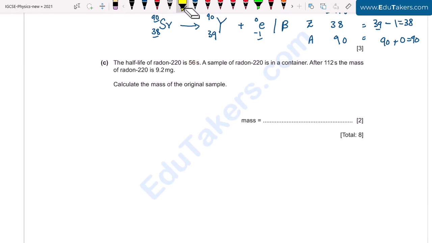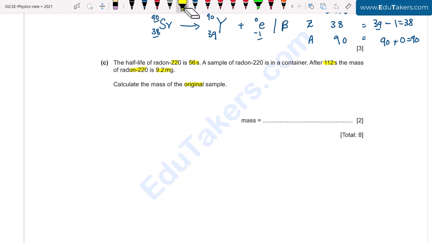Part C. The half-life of radon-220 is 56 seconds. A sample of radon-220 is in a container. After 112 seconds, the mass of radon-220 is 9.2 milligram. Calculate the mass of the original sample. Here we have to calculate the mass of original sample.